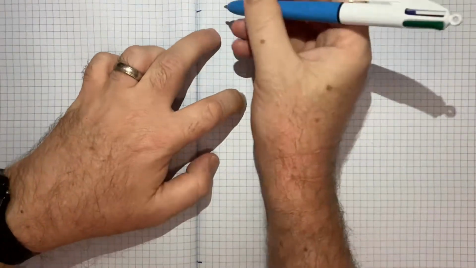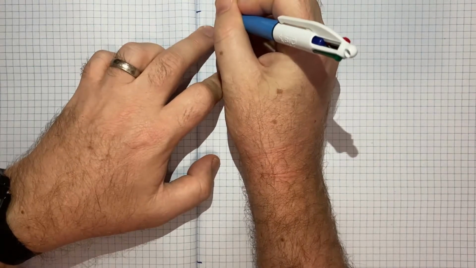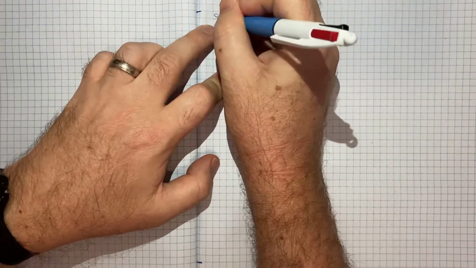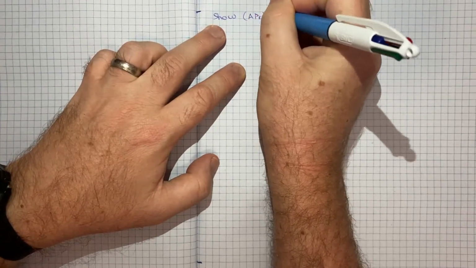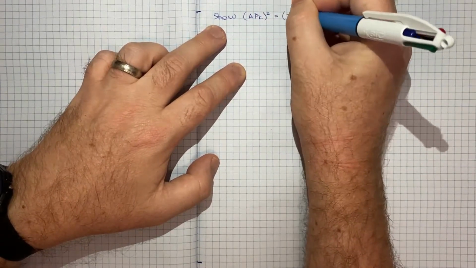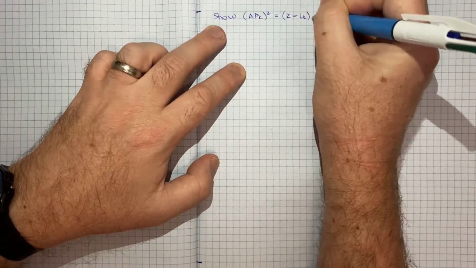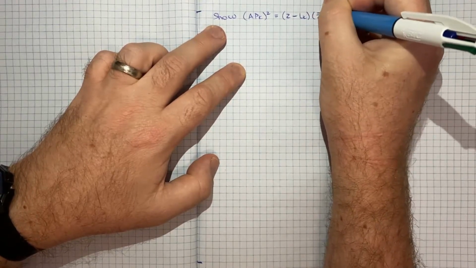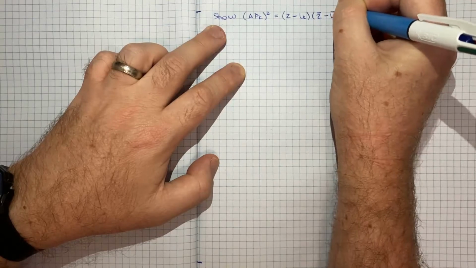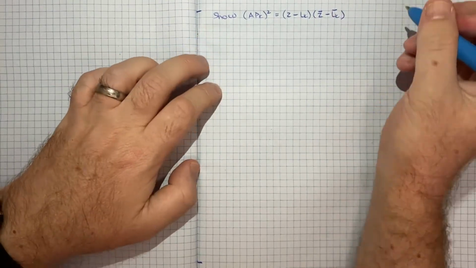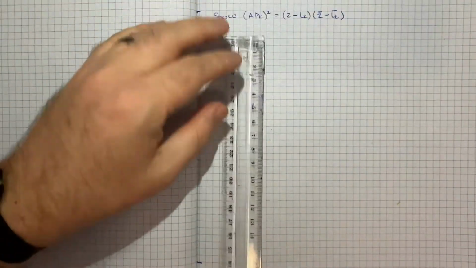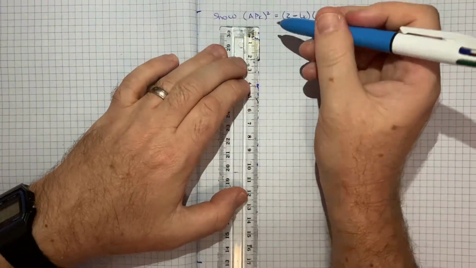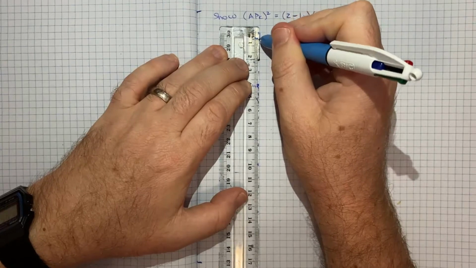Alright, so I'll just start by writing up what we're being asked to show. So we want to show that APk squared is equal to Z minus Lk times Z bar minus Lk bar. So that's our challenge, and I think a natural place to start here will be to draw up an Argand diagram. So I'll just quickly sketch one up.